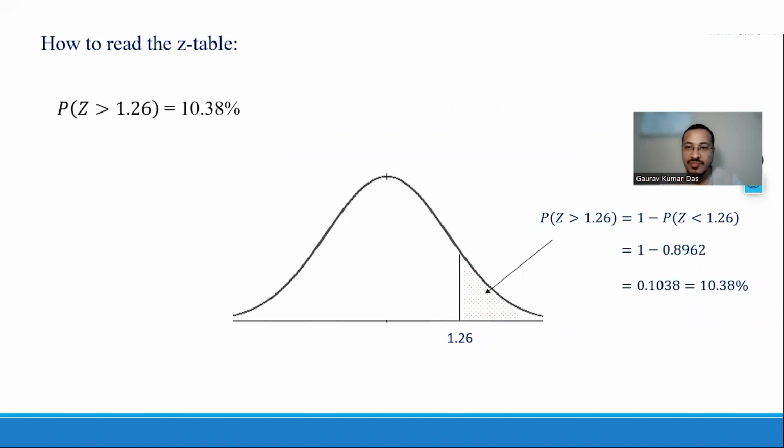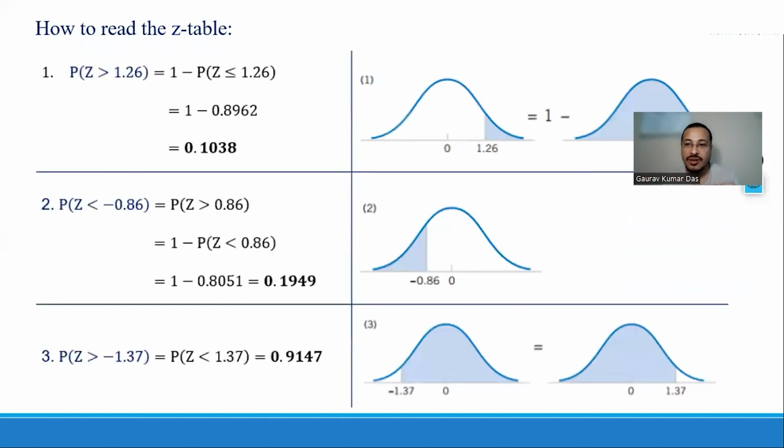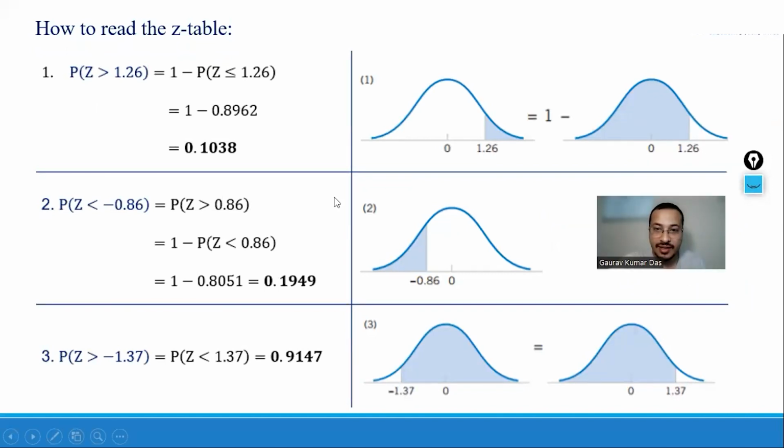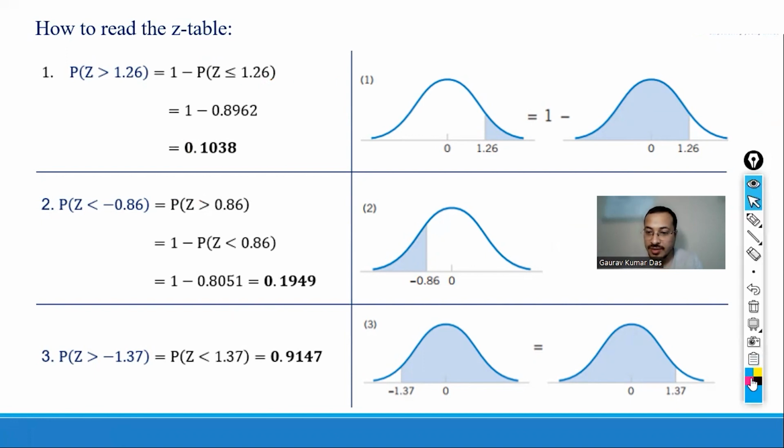So this is how we calculate probabilities from the Z table. Now let us take some more examples to make our concepts much clearer. If you look at this table, let's go one by one. So this is what we did here. Let me pick up the first question: probability of Z greater than 1.26.